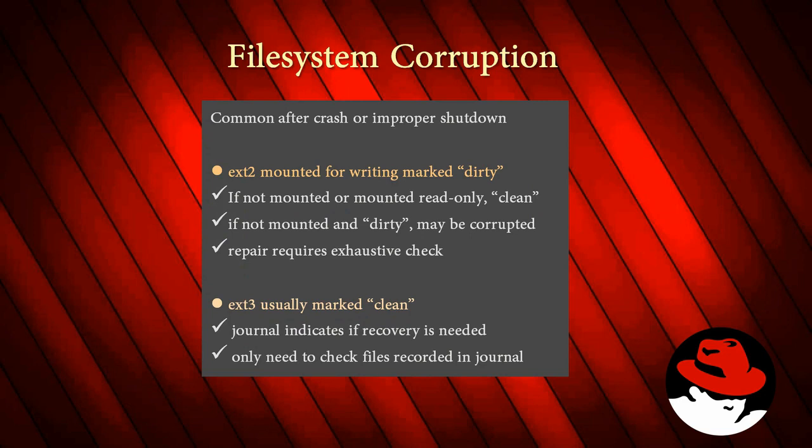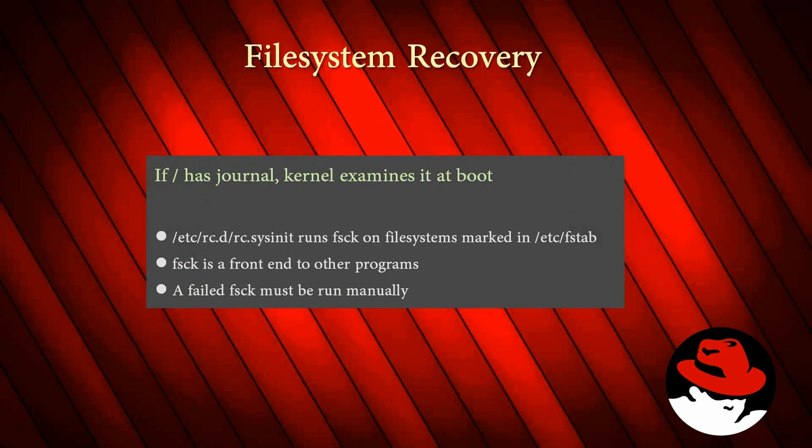The ext3 file system is usually marked as clean. The journal indicates if a recovery is needed. Only the files recorded in the journal need to be checked. File system recovery can be done when, if the root has a journal, the kernel examines it at boot. The file system recovery could also be done in rescue mode.